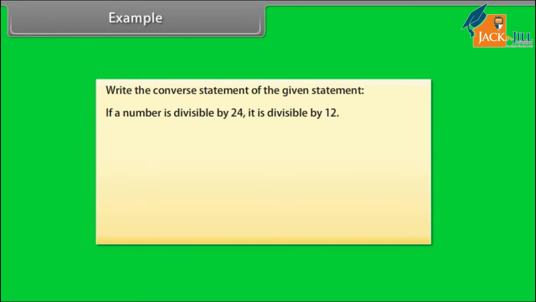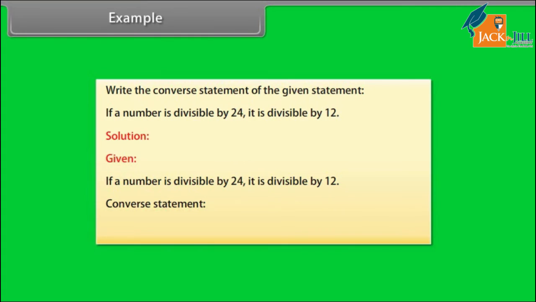Example. Write the converse statement of the given statement. If a number is divisible by 24, it is divisible by 12. Solution. Given: If a number is divisible by 24, it is divisible by 12. Converse statement: If a number is divisible by 12, then it is divisible by 24.